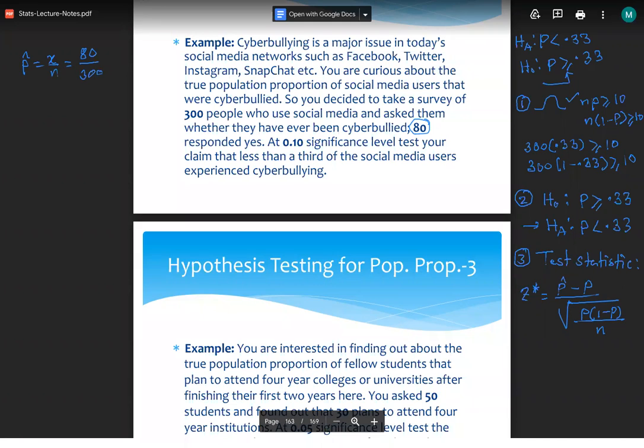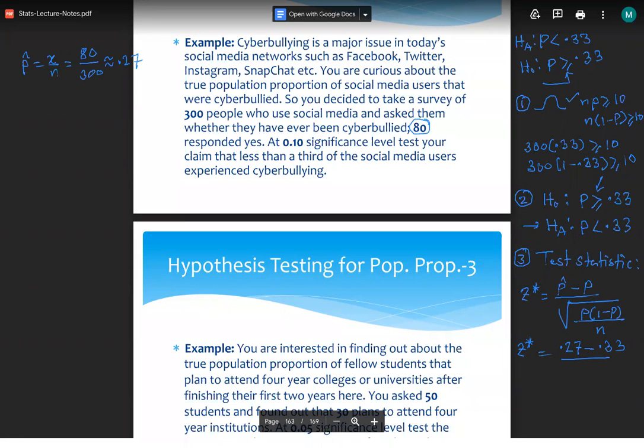So it's about 0.27, approximately 0.27. So P hat is 0.27. Now you plug these values into the formula, and then into the calculator. P hat is 0.27 minus P, which is 0.33. Look, P is 0.33 because this includes the possibility that P is 0.33, all right?